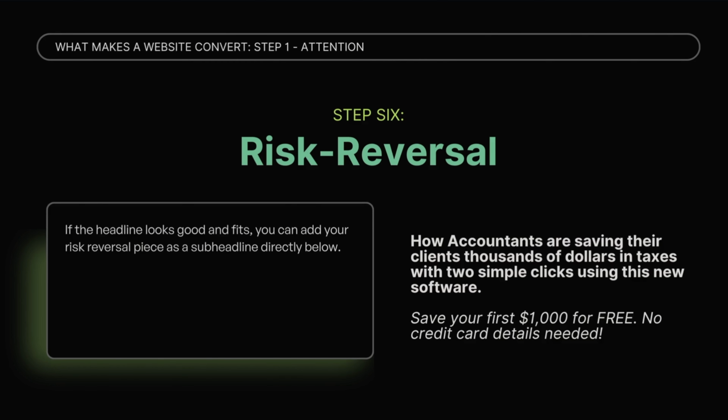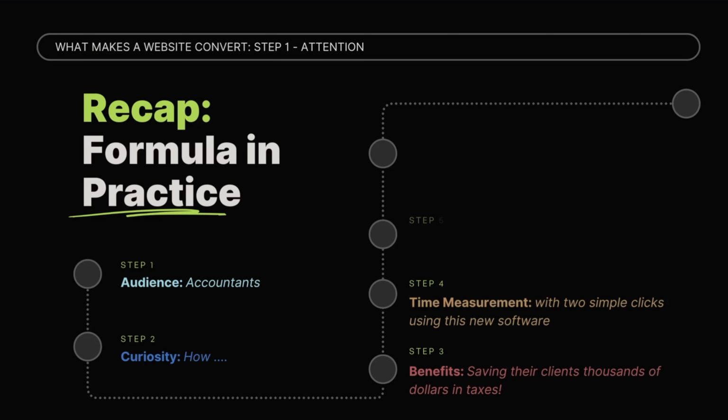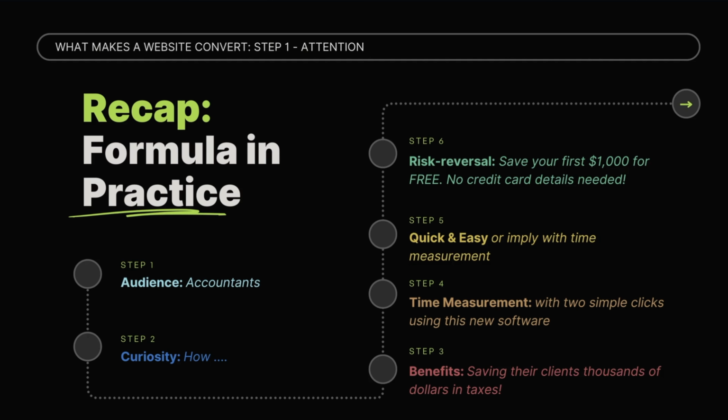Step 6. Risk reversal. If the headline looks good and you still have space, you can add your risk reversal mechanism. This is what I did. I added, save your first $1,000 for free with no credit card details needed. Did you see how easy it is to build a curiosity-inducing headline using this formula? I'll show you the complete headline in the next slide.